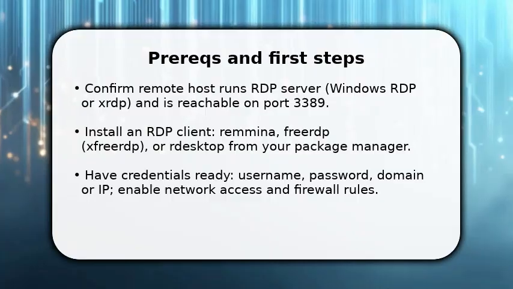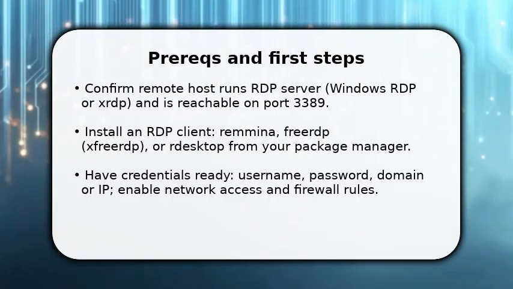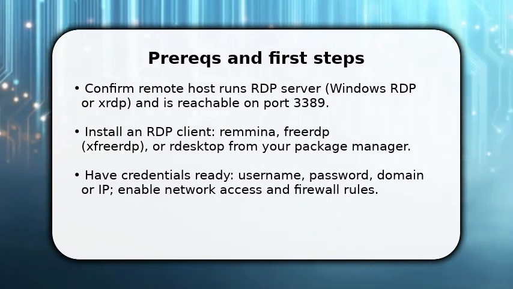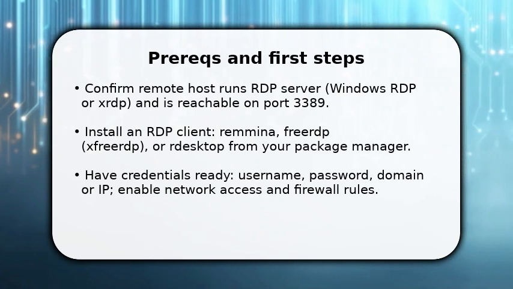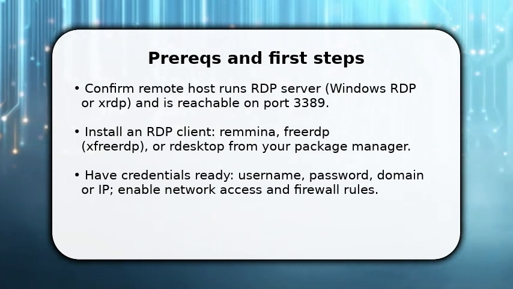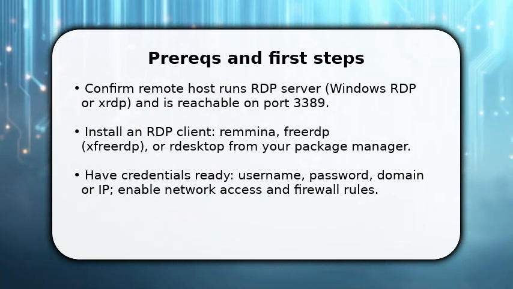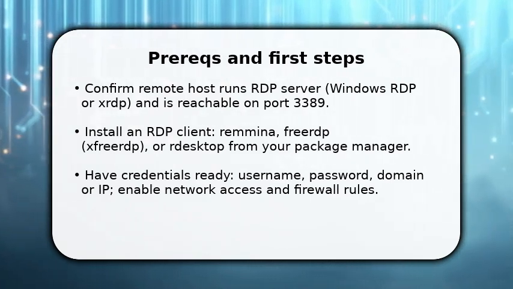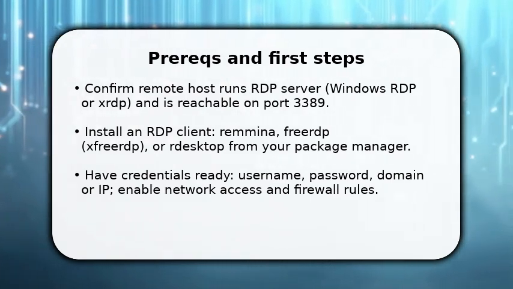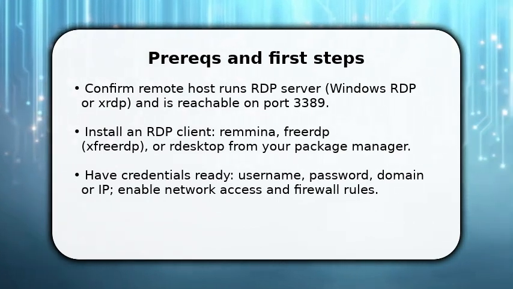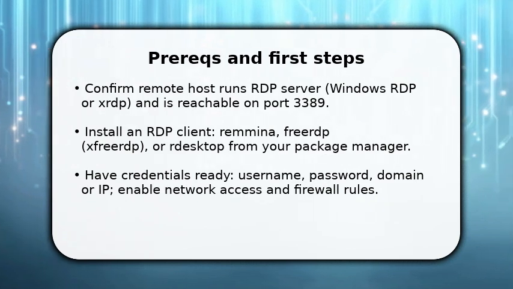Enjoy the video. You start by verifying prerequisites. Ensure the remote machine has RDP enabled and port 3389 reachable. Next, install a client. For example, use apt or DNF to install Remmina or FreeRDP. Once installed, gather credentials and the target IP address, and confirm firewall allows incoming connections. Make sure you have sudo access to adjust local settings if needed.